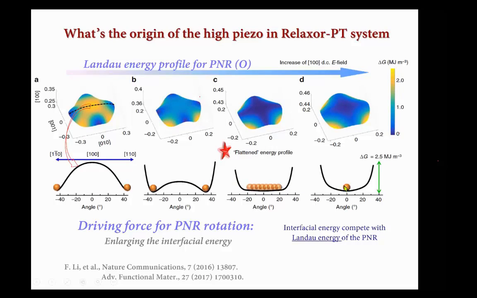When the driving force is exceedingly high, the polar vector of the PNR is rotated to the 100 direction and stabilized here. This makes the polarization rotation path steeper, a potential well. Here, the polarization rotation is harder and it's just stable in the 100 direction. That means when the interfacial energy is too large and competes with the Landau energy, the system is not an orthorhombic PNR anymore, it goes to the tetragonal side.